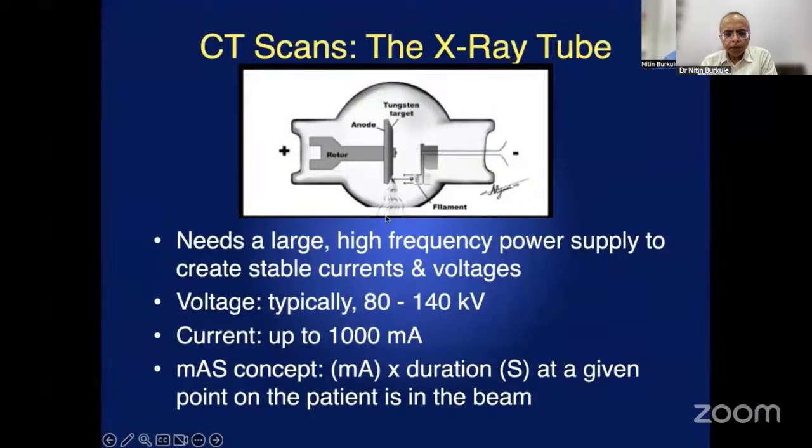The radiation dose can be calculated by milliampere second. That means the current flowing through the X-ray tube multiplied by the duration for which the X-ray tube is on. So that is the amount of radiation that the patient gets, called milliampere second.